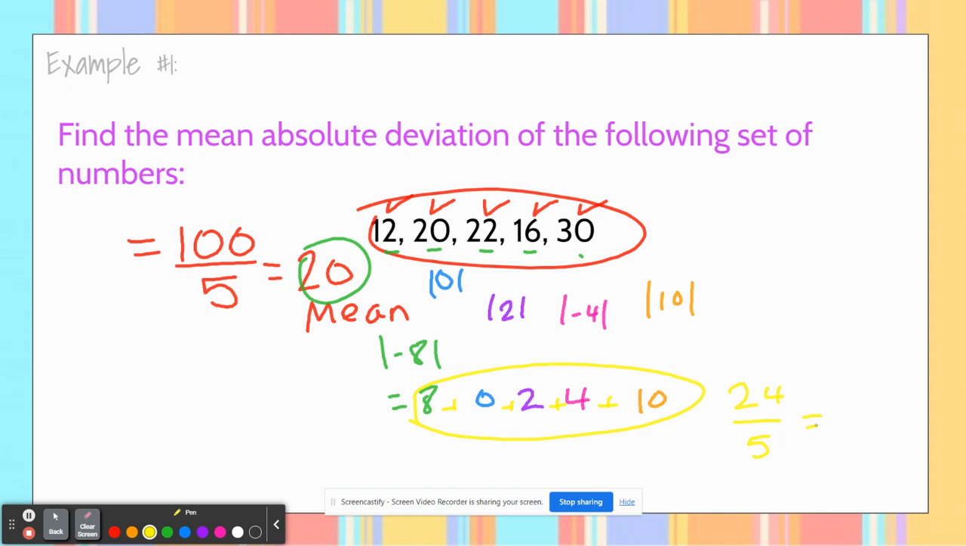is 4.8. So our mean absolute deviation is 4.8. That means on average, each number is approximately 4.8 away from 20. Or the mean absolute deviation means 4.8 on average away from 20, our mean.